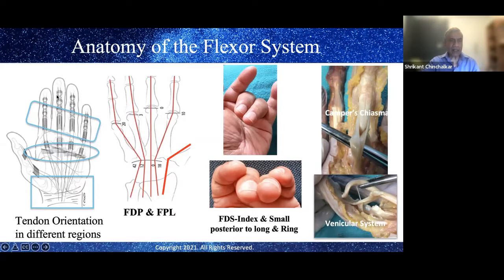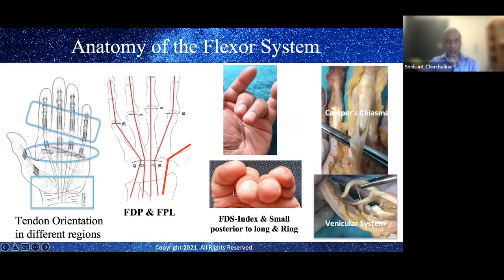Then at the level of the proximal phalanx, the flexor digitorum superficialis splits into two slips, creating an opening for the profundus tendon to emerge and advance towards the insertion at the distal phalanx, whereas flexor digitorum superficialis inserts on the middle phalanx. If you look at the deep layer of the flexor system, that consists of flexor digitorum profundus and flexor pollicis longus. And the middle layer of the flexor tendon is superficialis.